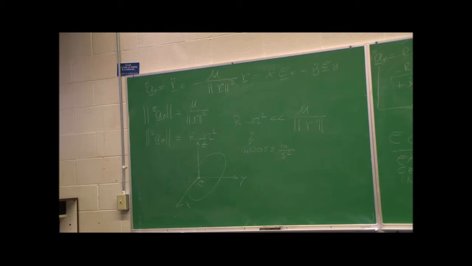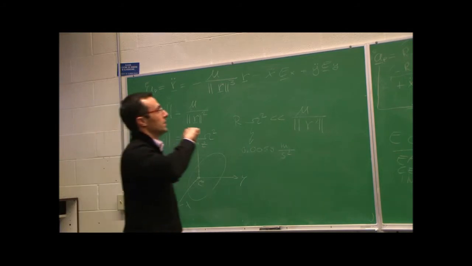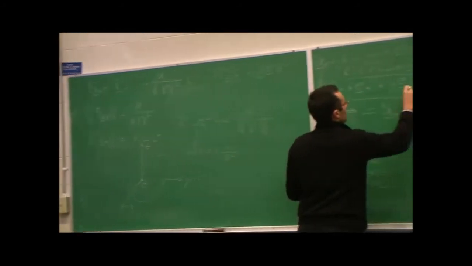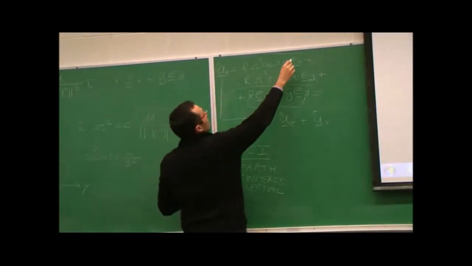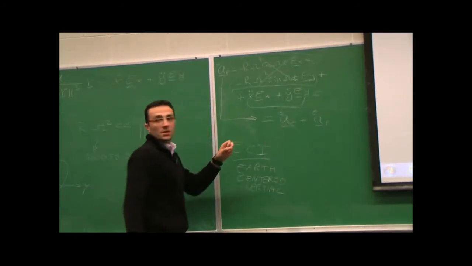Have you seen this problem before? Go ahead. Why don't we just effectively ignore the x double dot, y double dot? No, we're not ignoring that one. No, that's the one I keep. Make sense? This is what I want to ignore. This is due to the acceleration of the Earth around the sun.